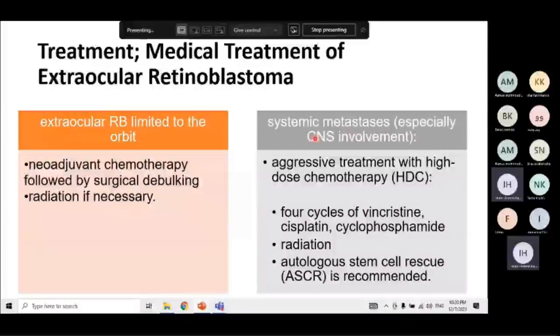But the main problem is systemic metastasis or CNS involvement. We do what we call an aggressive high dose chemotherapy, HDC. We go for multiple agents in 4 cycles, and we may need to do radiation, so we need to be very, very aggressive. Usually this is done by the pediatric oncologist, but we need to know that patients with distant metastasis or CNS involvement usually do poorly and have a poor prognosis.